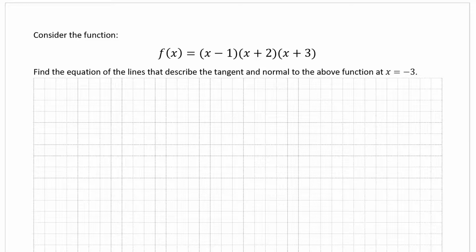Welcome back to example 2. In this video we're going to have a look at how to derive the equation that describes the line that describes the tangent and normal to the function above at any given value of x. In this case x equals -3.